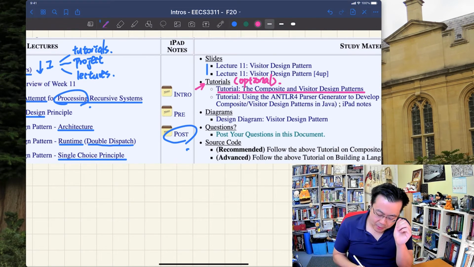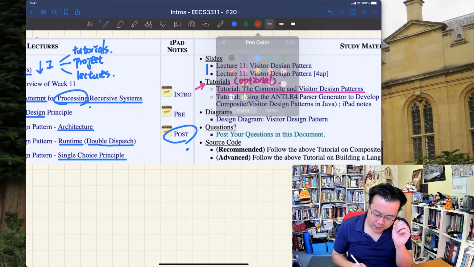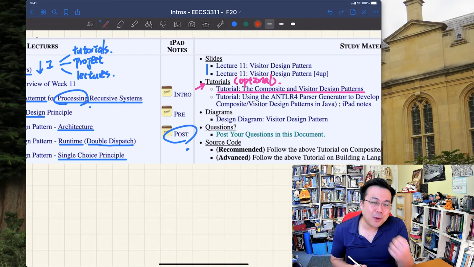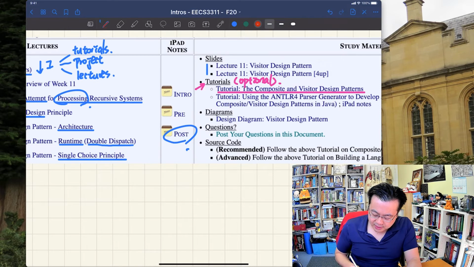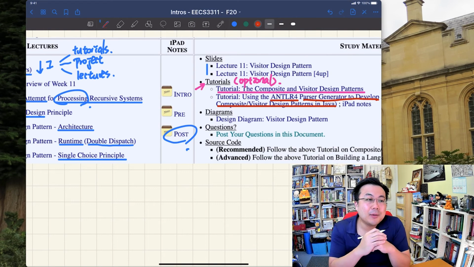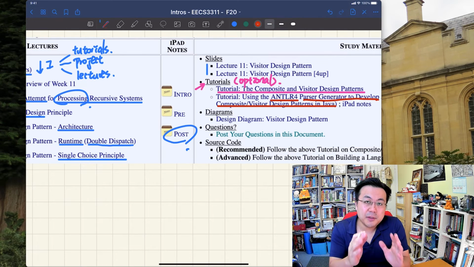The second one is actually a more advanced tutorial video, which I recommend for those of you who want to explore very deep into the visitor design pattern in a broader practical context. So that's about using the framework ANTLR 4, a parser generator, to develop a language compiler. It's a tutorial video I made for a fourth year senior level course on compilers and interpreters. And the visitor design pattern is actually a critical component for building a compiler.